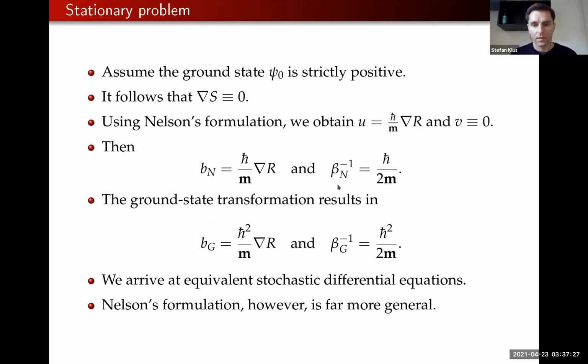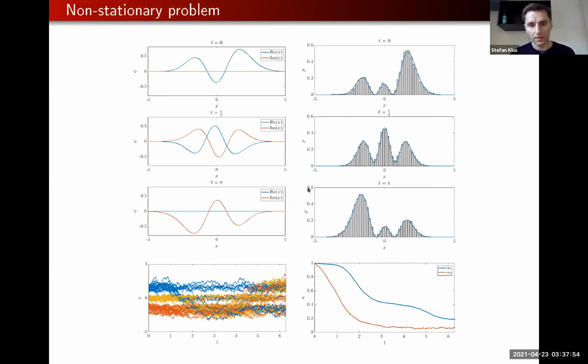The only difference here is this factor h bar, but that doesn't really matter. It's just a constant. And we obtain the same stochastic differential equation using either the ground state transformation by turning the Schrödinger equation into a backward Kolmogorov equation, or using directly Nelson's stochastic mechanics. And I mentioned this already before. Nelson's formulation is far more general, and we can use now, for example, these other Koopman operator-based methods also for time homogeneous systems, and I can apply this to Nelson's formulation here.